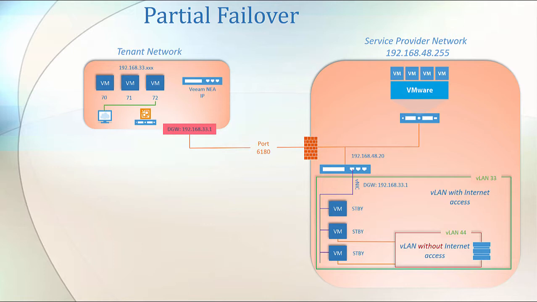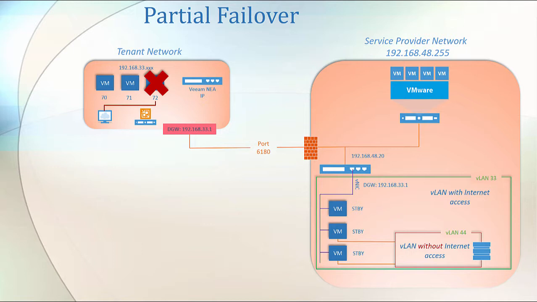A user is using an application hosted on a virtual machine with an IP address 72. That VM failed and the user lost connection to the application. In this case, the tenant is experiencing a partial workload or site outage and will be able to initiate Veeam Cloud Connect partial failover using the Veeam console.